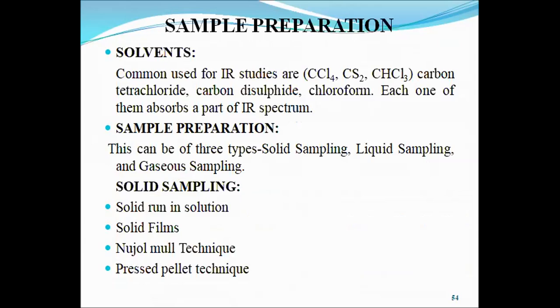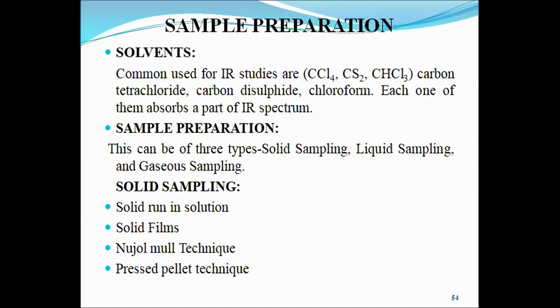Now next comes sample preparation, which is again an important part of IR spectrometry: how the samples are prepared. First of all, let's see the different types of solvents used in IR spectroscopy. The common solvents include carbon tetrachloride CCl4, carbon disulfide CS2, and chloroform CHCl3. Sample preparation can be done by three different methods: solid sampling, liquid sampling, or gaseous sampling.